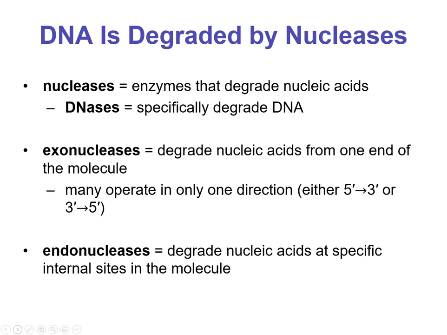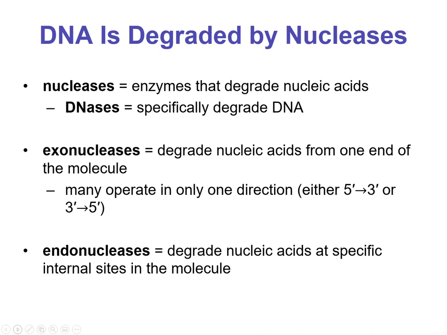Before we can talk about how DNA is replicated, we have to talk about how DNA can be degraded or destroyed. And the enzymes that do this are called nucleases. They degrade nucleic acids. DNases specifically degrade DNA, but there are nucleases that are not specific for DNA or RNA. There are also RNases, and we'll talk about those in chapter 26.